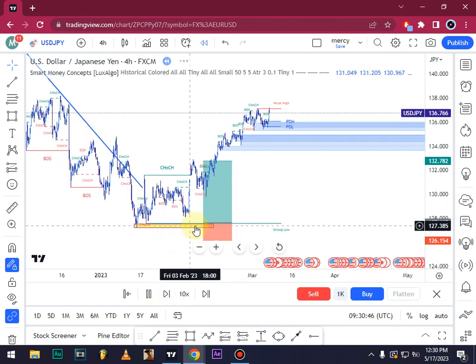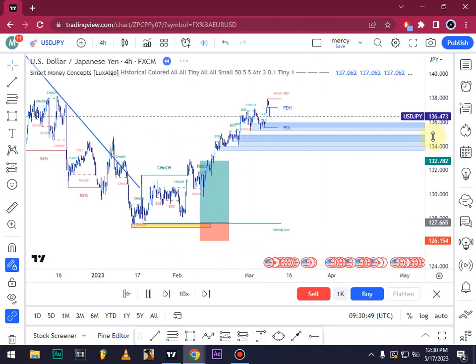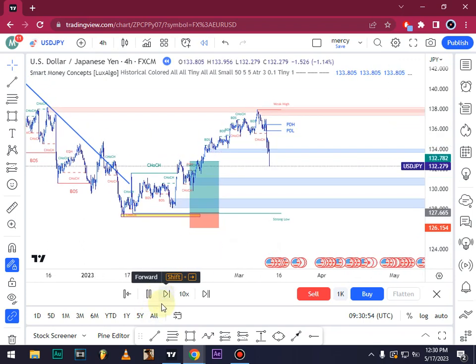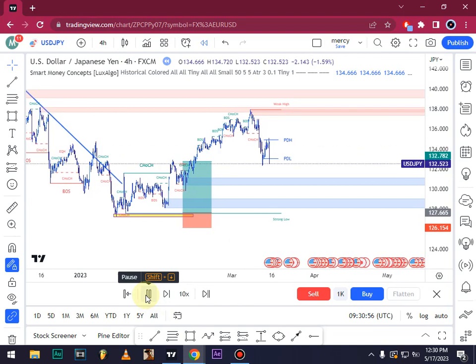So already we know that this zone is strong. Now price is still breaking structures, gang, so you can't do anything. All right. Okay, price coming back down.